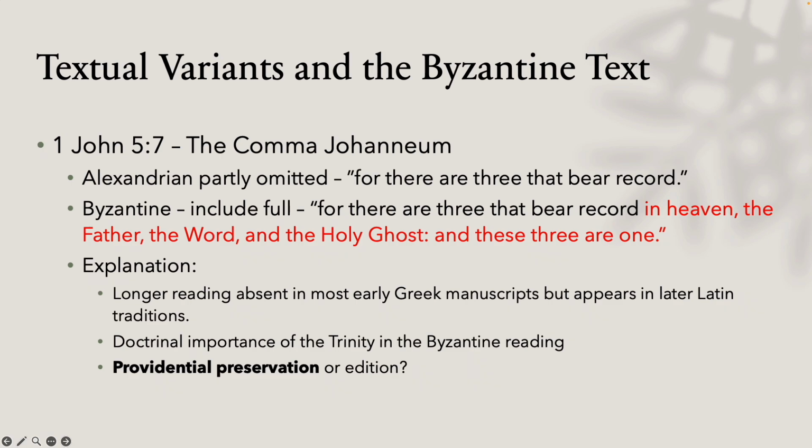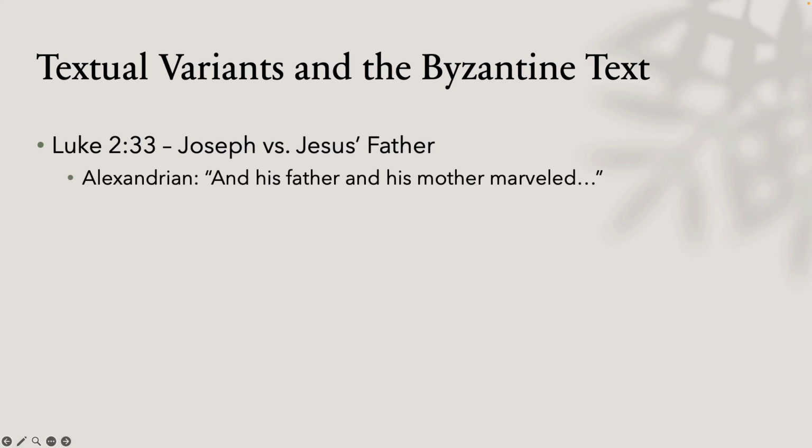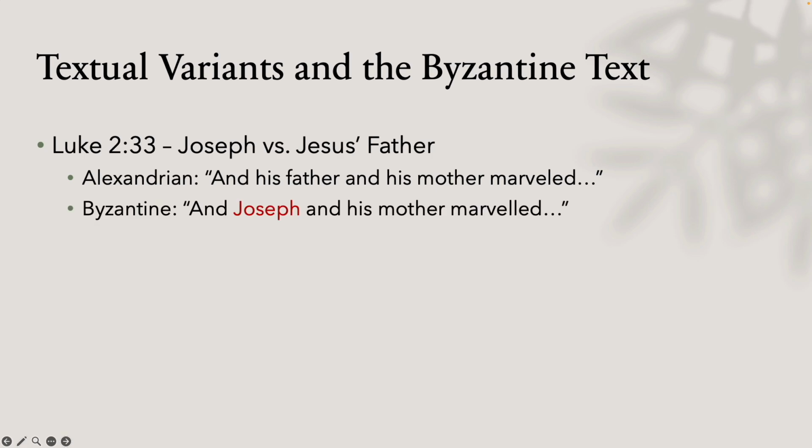Okay. The next one is Luke 2:33. The use of the term Joseph or Jesus' father or his father. So the Alexandrian text reads, "And his father and his mother marveled." The verse continues. Whereas the Byzantine text says, "And Joseph and his mother marveled."